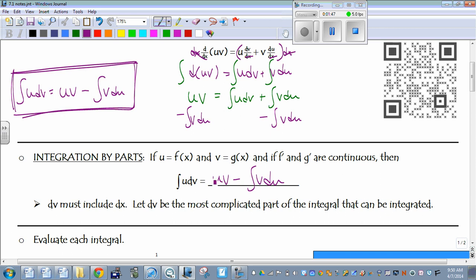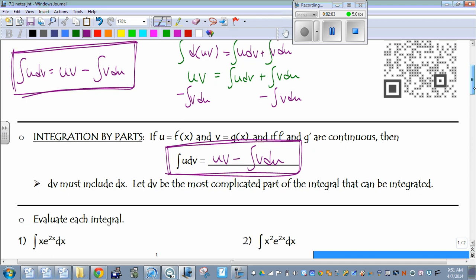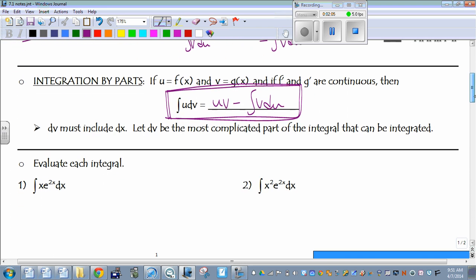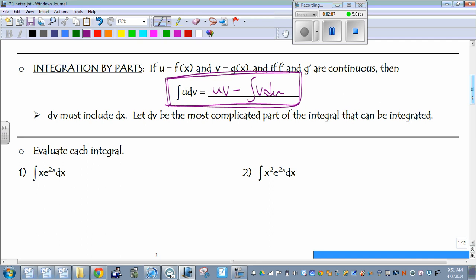What helped me remember it as a student was UV, like the sun, UV rays, minus VDU. I thought of voodoo, VDU, voodoo. So that's what helped me remember these. But this is the formula we're going to be using for some problems over the next couple days. And it's a little different than our normal u substitution.